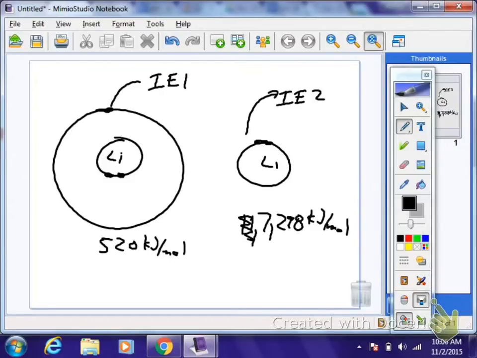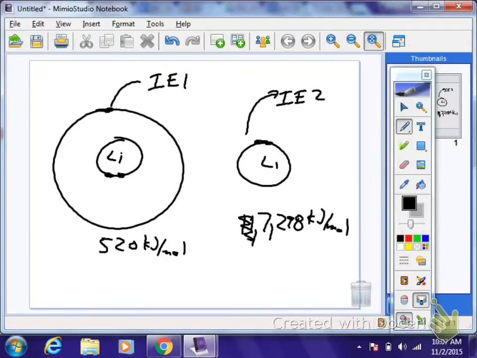Where's the electron located, compared relative to each other? This one, distance. This one, distance. The one on the right's closer to the source pulling it in, which means there's greater attraction for that electron. Does that make sense? All right.